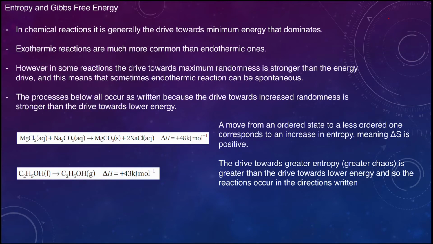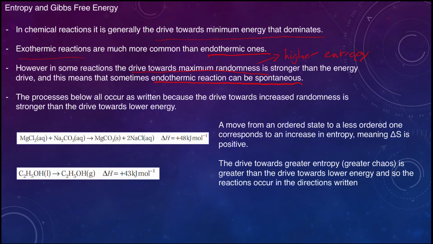So in chemical reactions, the drive towards minimum energy usually dominates, which means exothermic reactions are much more common than endothermic reactions. There are some reactions though where the drive towards maximum randomness, which means higher entropy. Remember, entropy is randomness and chaos. That drive towards higher entropy is stronger than the energy drive, and this means that sometimes endothermic reactions can be spontaneous, or they don't need external energy to get started.